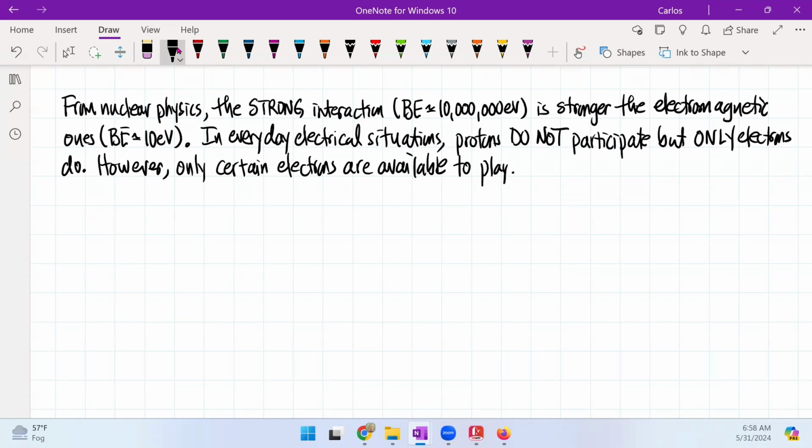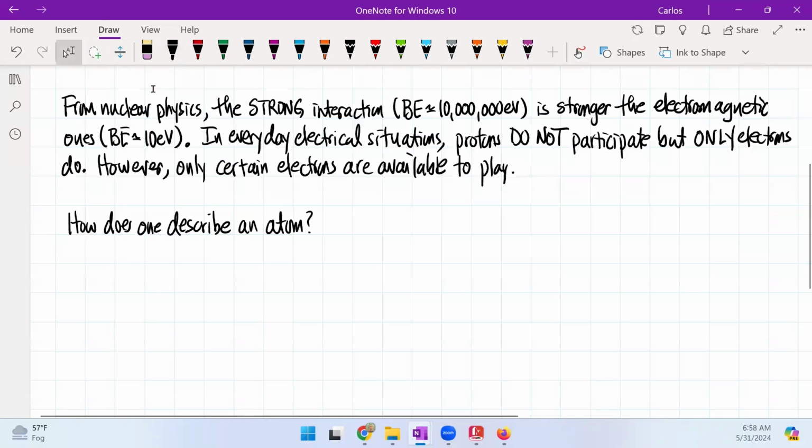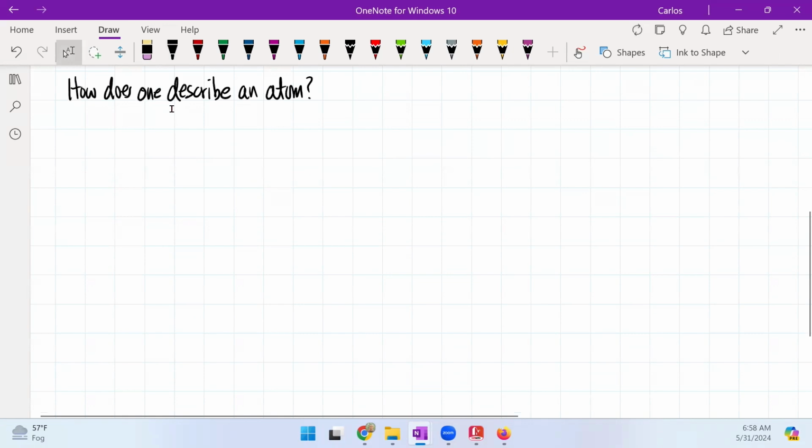So what I need to do is describe what I mean by an atom before we get there. So how does one describe an atom? There are definitely models, and we should look at some of these models here.